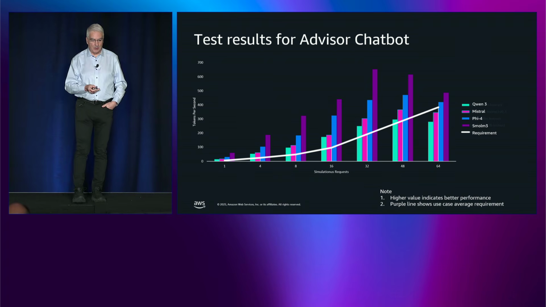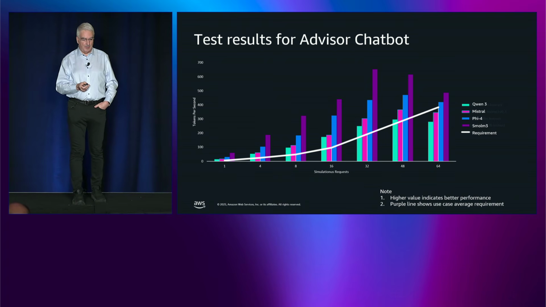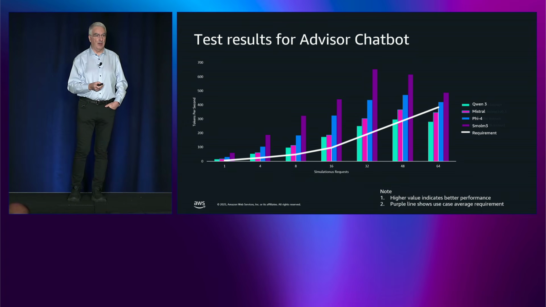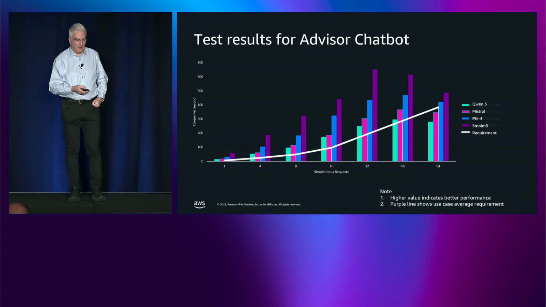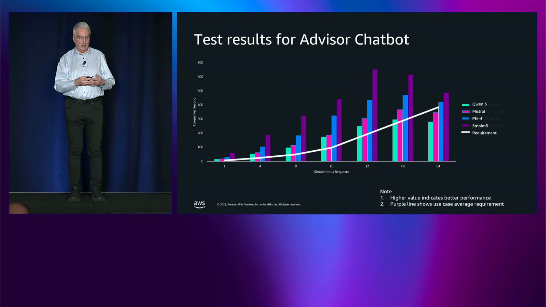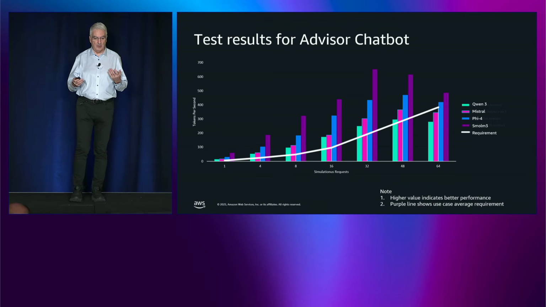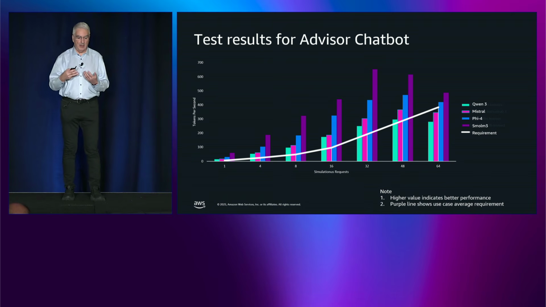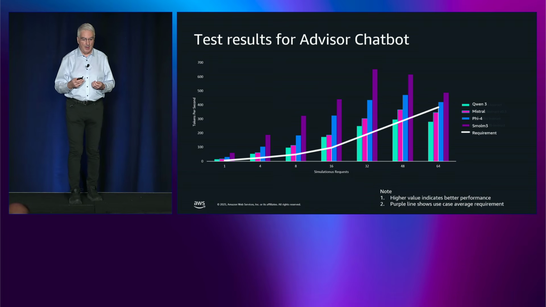What the white line here shows is the required performance, which is, they defined 6 tokens per second as the requirement. And you can see, starting with 1 user and running up to 48 simultaneous users, all the models we're testing here. And these are just a sample set of the models we test. We test different models all the time.